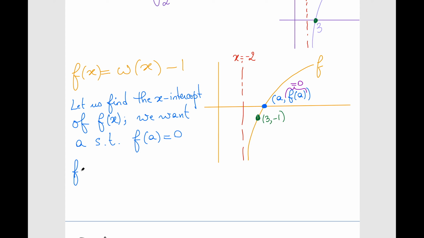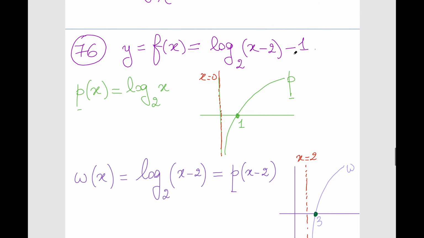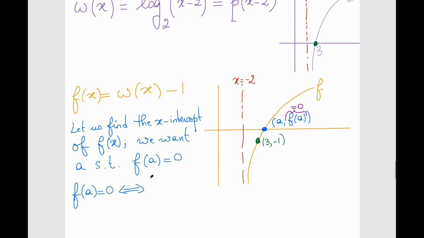So f of a equals 0 means what's f of a? It's log base 2 of a minus 2 minus 1, right? This is f of x. So that's going to be log base 2 of a minus 2 minus 1 is equal to 0, correct? And this is the same as log base 2 of a minus 2 is equal to 1, right? I just added 1 to both sides. This disappears from here, it shows up here, right? And then log base 2 of a minus 2 is equal to 1.